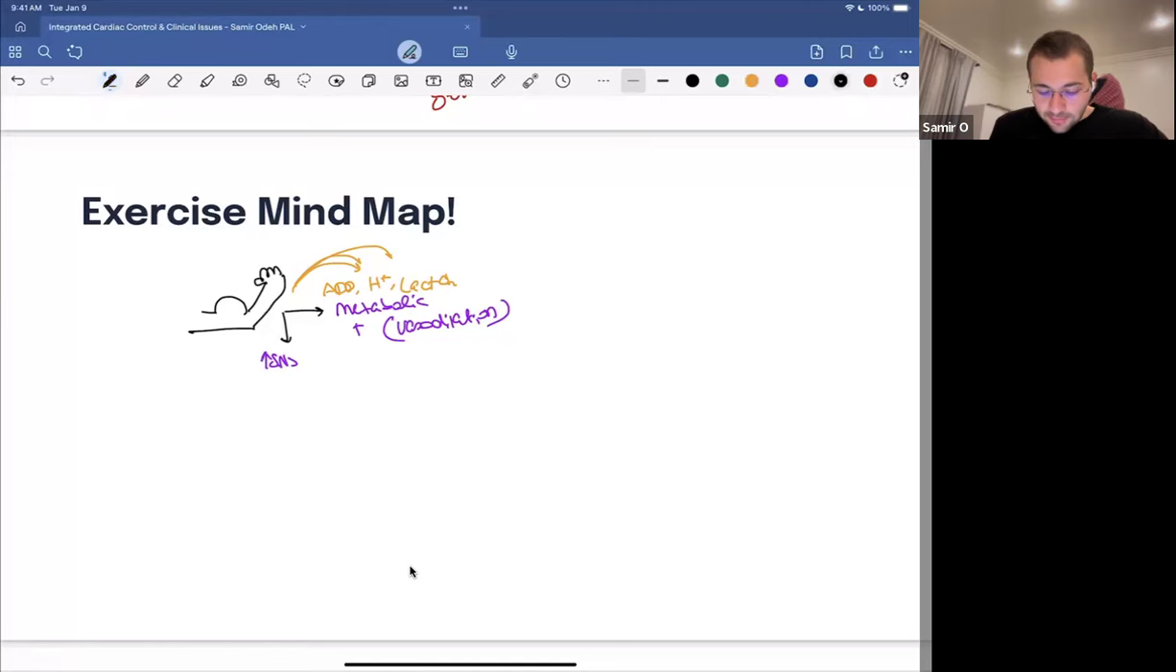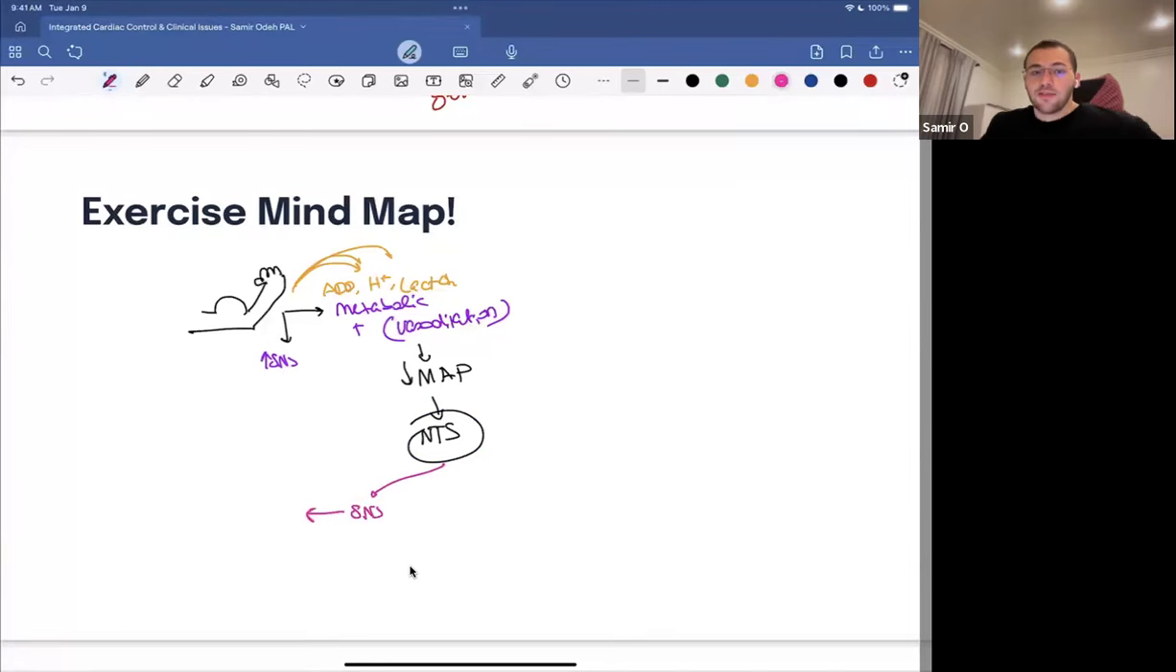Now, these changes will cause a slight decrease in mean arterial pressure. And this will be detected again by the nucleus tractus solitarius. And what that does is it's going to release more sympathetic nervous system drive.